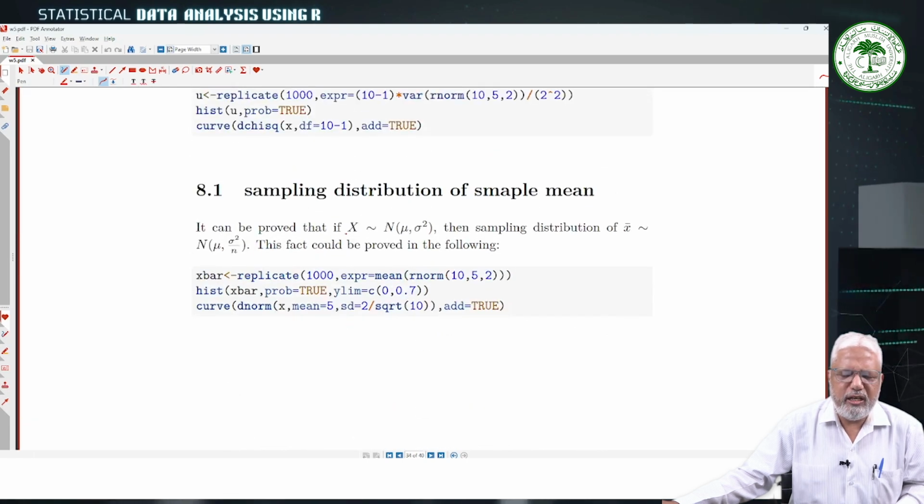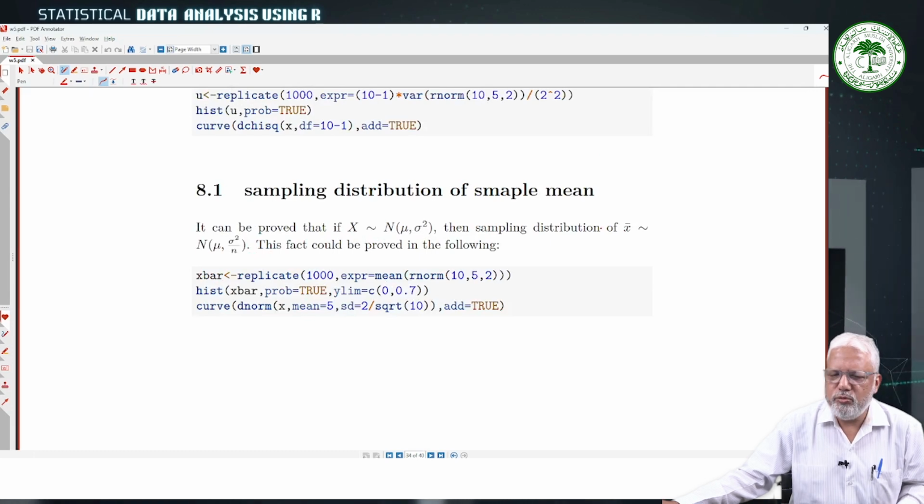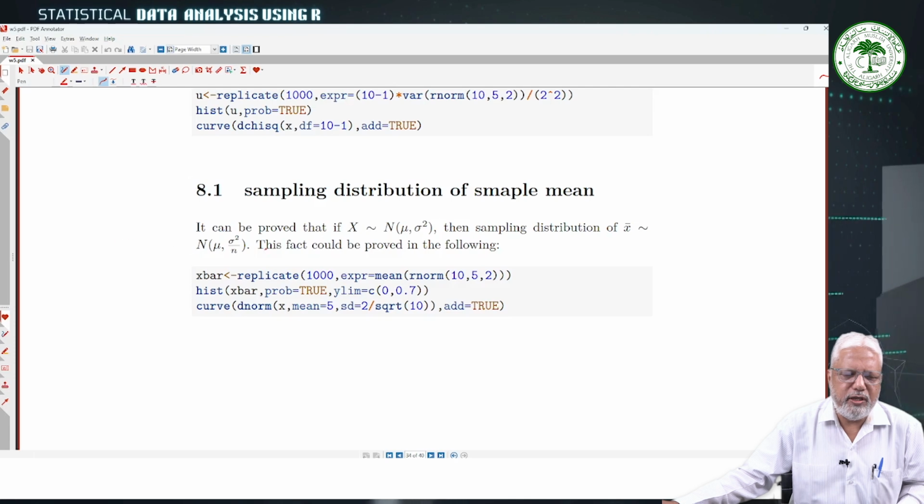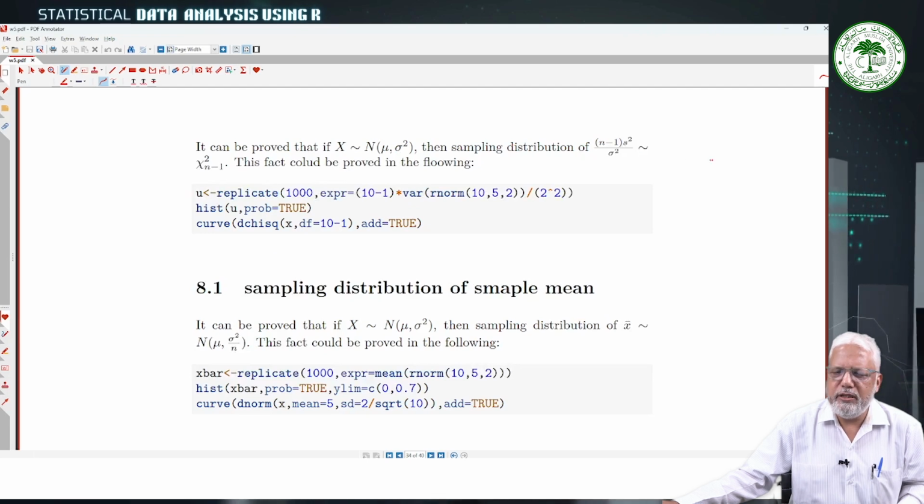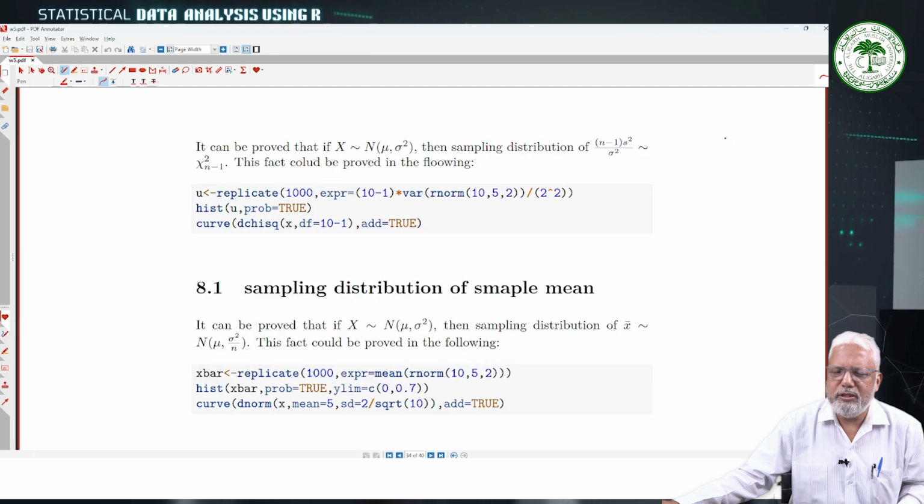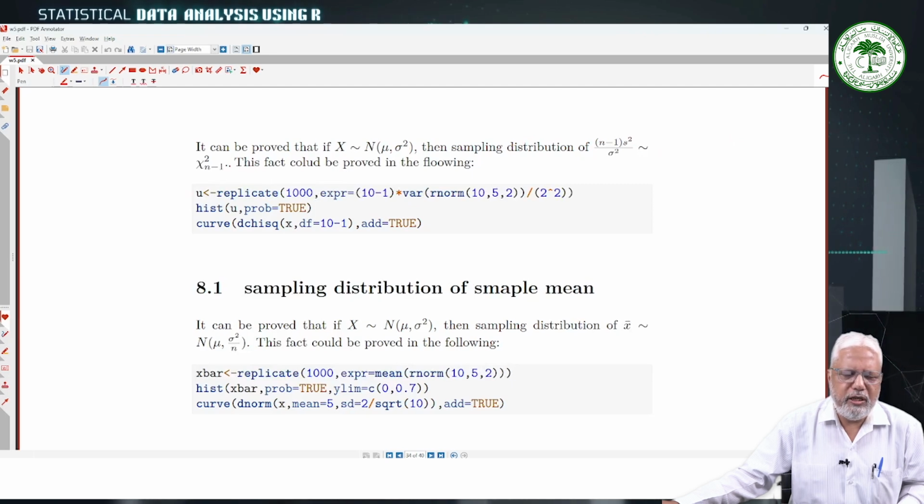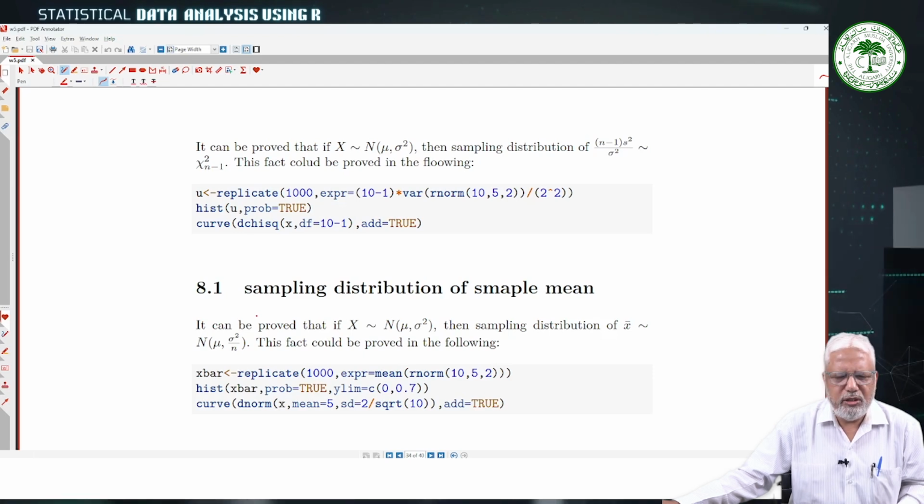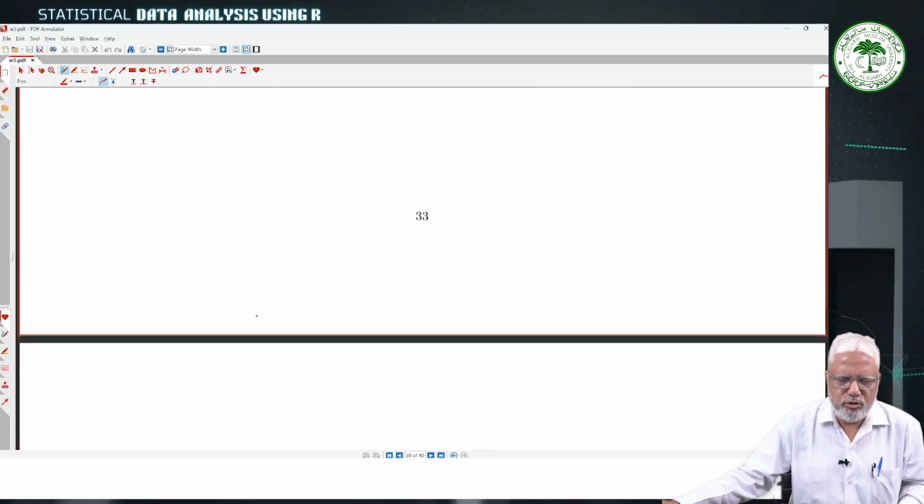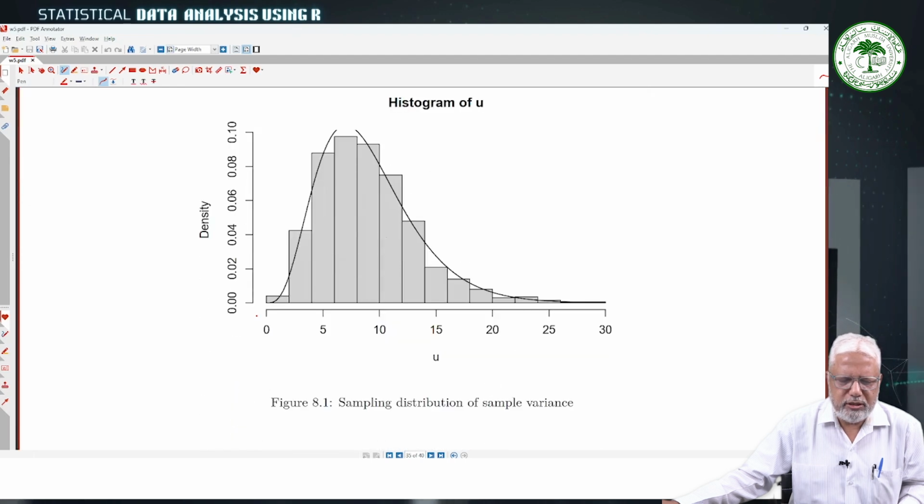It can be proved that if X follows normal with mean mu and variance sigma square, then the sampling distribution of X bar is normal with mean mu and variance sigma square by n. So, we have proved both the results. The number one result is about the sampling distribution of variance: n minus 1 S square by sigma square follows chi square with n minus 1 degrees of freedom, and X bar follows normal with mean mu and variance sigma square. These results we have not proved analytically, rather we have proved them with simulation. So, these are the two great results in statistics.